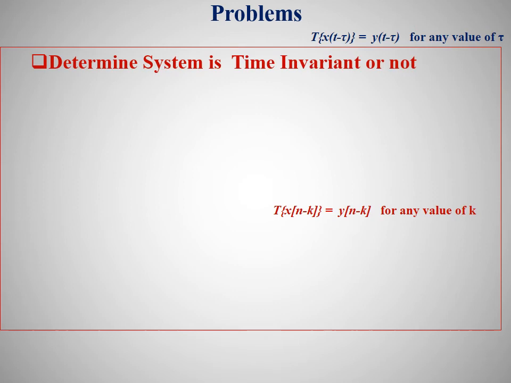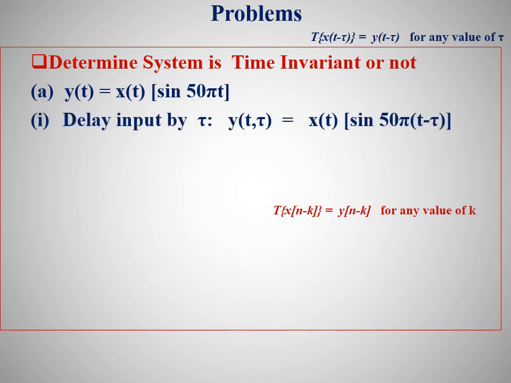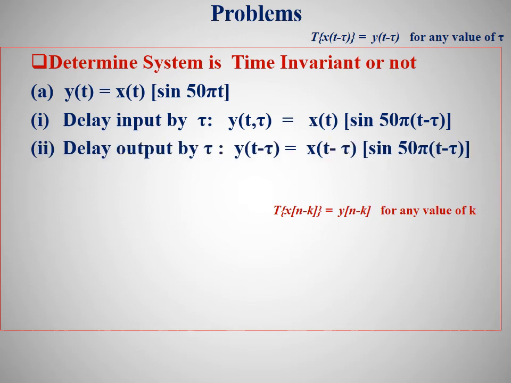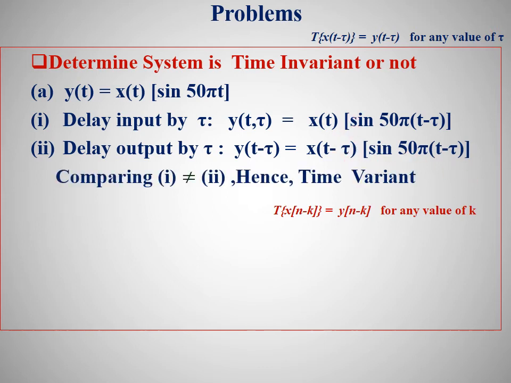Let us go on to consider some problems to analyze whether the system is time invariant or not. The first example is y of t equal to x of t into sine 50 pi t. Here we need to delay the input by tau and also delay the output by tau. Representing the delayed input as y of t comma tau, it is given by x of t into sine 50 pi t minus tau. For the delayed output, it is y of t minus tau, so the expression becomes x of t minus tau into sine 50 pi t minus tau. Here we can see that there is a tau in two places, so these two equations are not equal. Hence, the system is time variant, which means it does not satisfy the expression for time invariance.